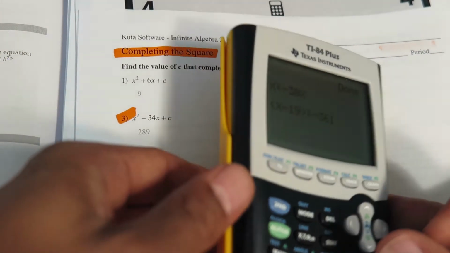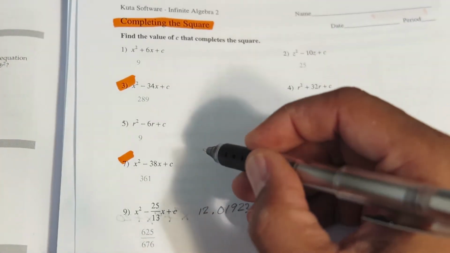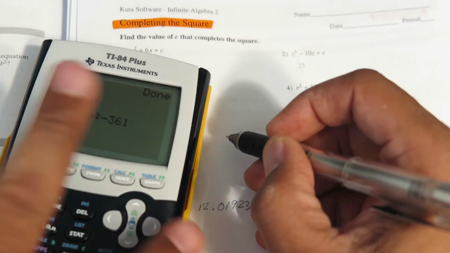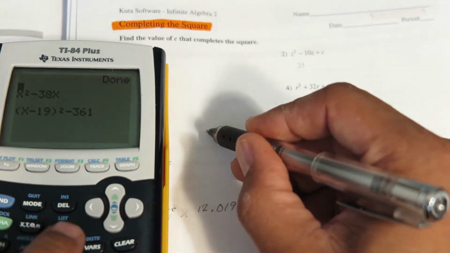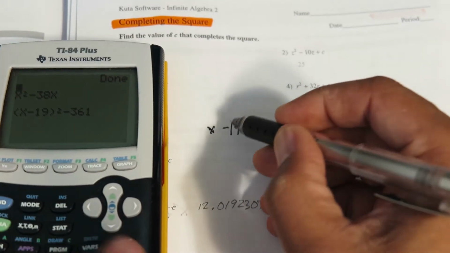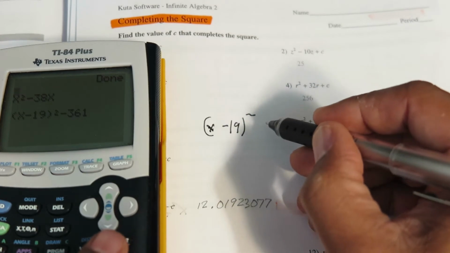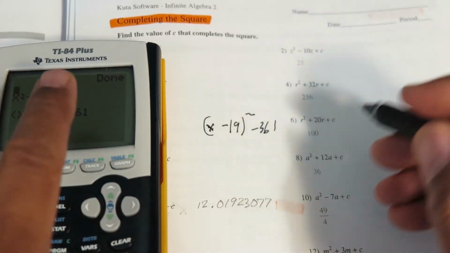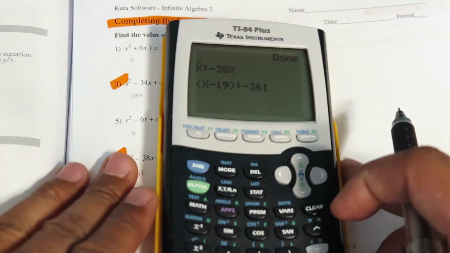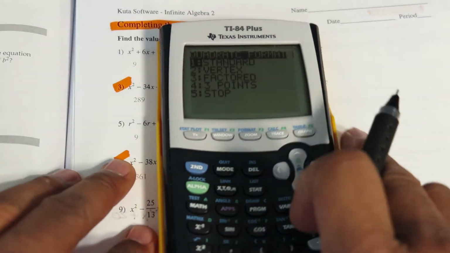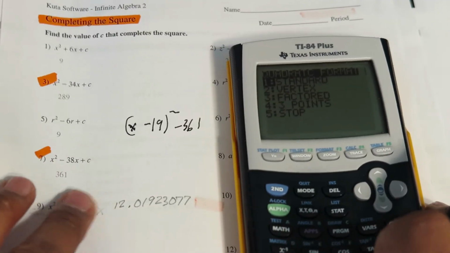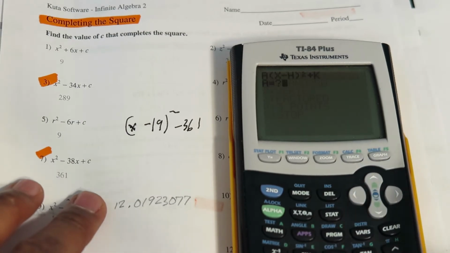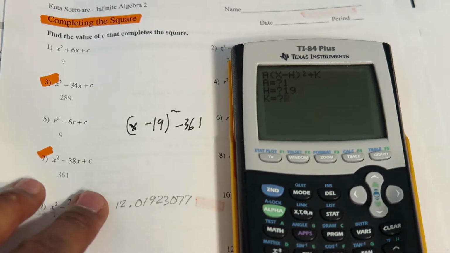I want to show you that as well. So let me write this again. In the vertex form, we're going to have x minus 19 squared minus 361. So now press enter. We're going to enter it from the vertex form, so we're going to choose option 2. The A term is 1. The H term is going to be 19. The C term is going to be a negative 361.